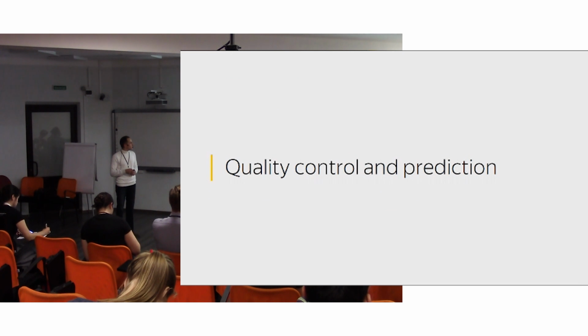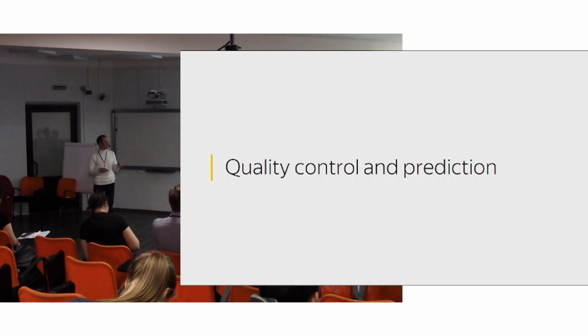And the whole other area of research is quality. We need, first of all, to control the quality of labels, and second of all, to predict which quality we're able to achieve for a given dataset. I will talk a little about control.